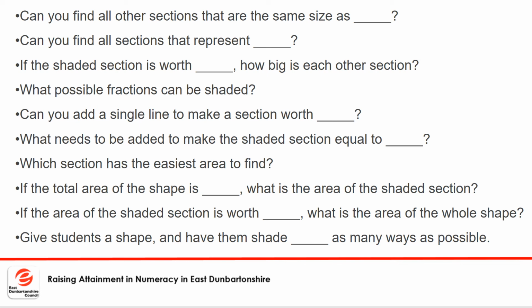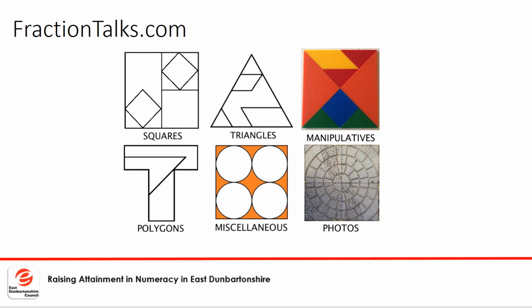This is just an example of some questions you can ask to really aid higher order thinking. So, can you find all sections that are the same size as, can you find all sections that represent? You could tell them that the red one equals a third, which other one equals a third. And then it gets about shading fractions. So there's lots in that, depending on what activity you've given them, but just a couple of ideas for you from that.